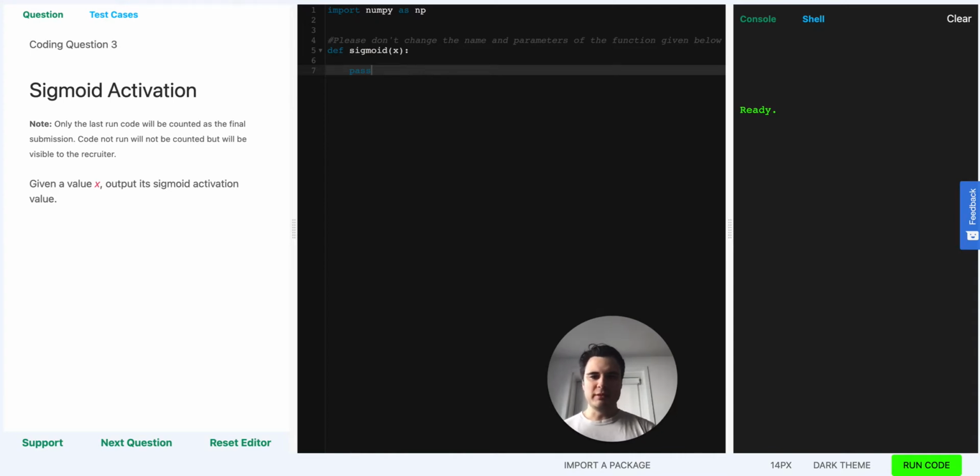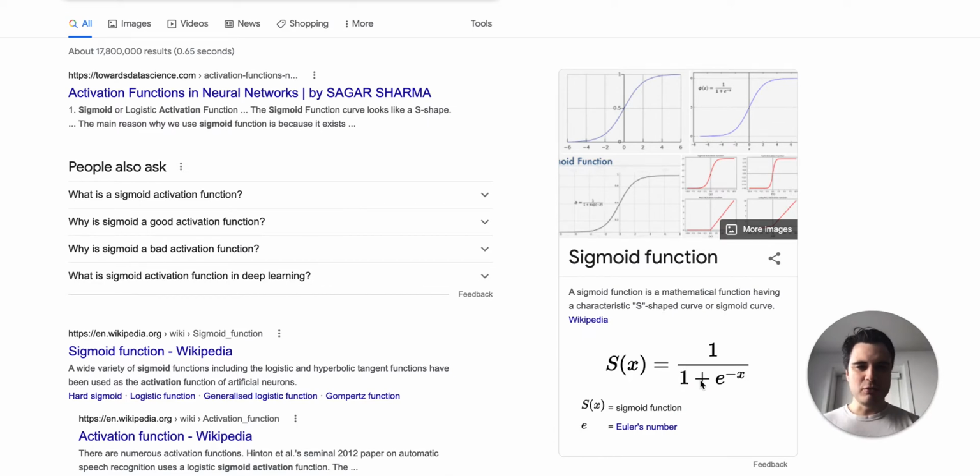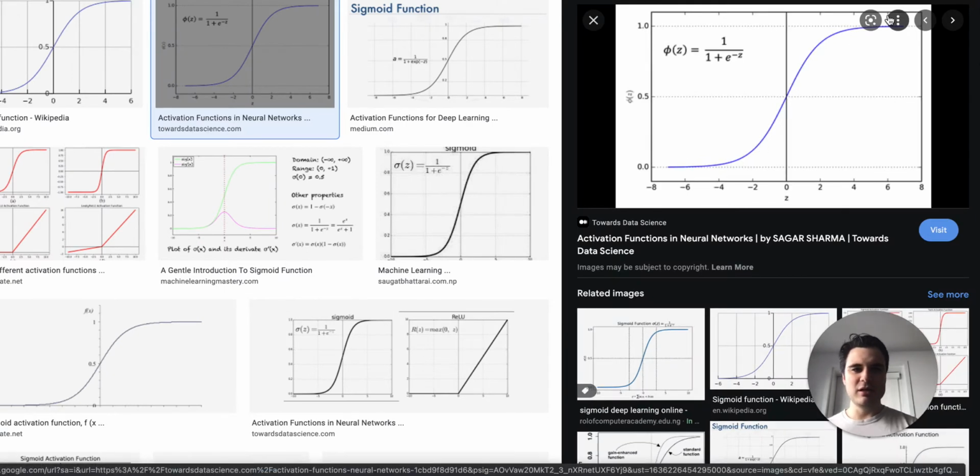This problem is all about implementing the sigmoid activation function. The sigmoid activation function is often used in binary classification as the output of the output node of a neural network. And if we look at the sigmoid activation equation, it's 1 over 1 plus e to the negative x. If we look at the graph of it, we see that it outputs a number between 0 and 1.